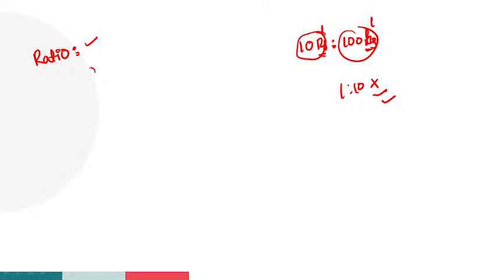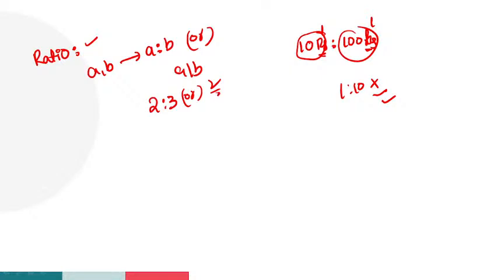For example, A comma B. The ratio is A is to B, or A by B, it is the same. For example, 2 is to 3 or 2 by 3 is the same, guys.